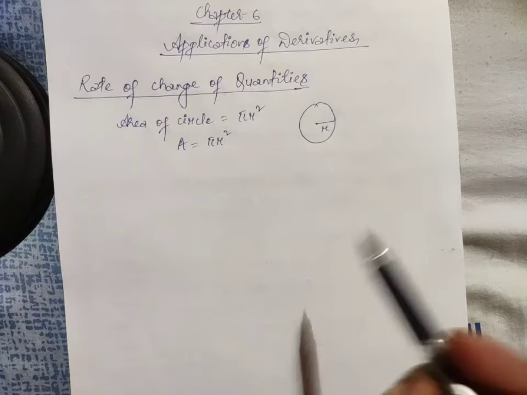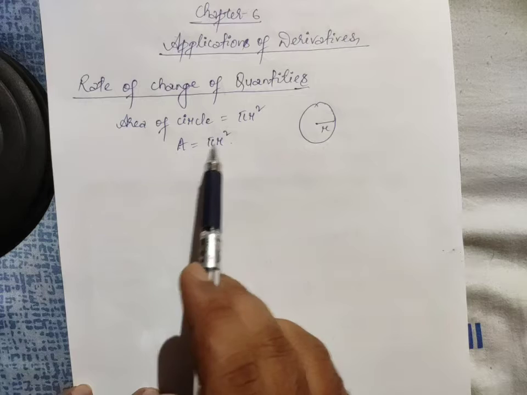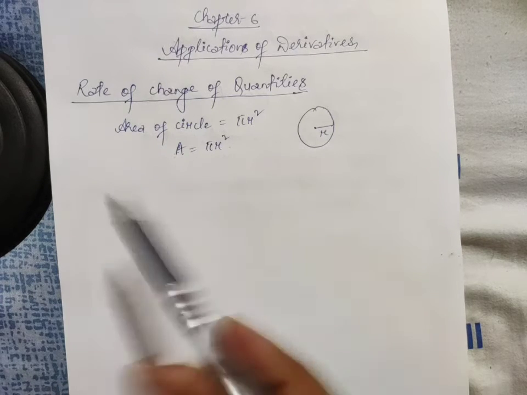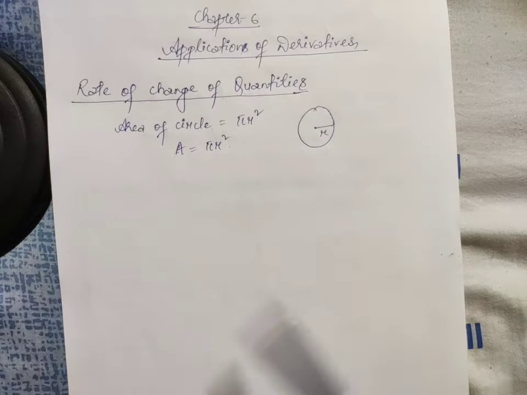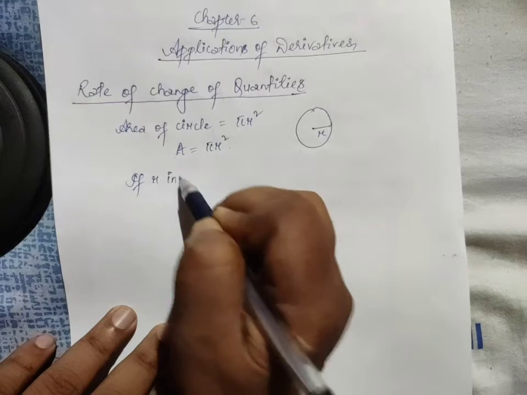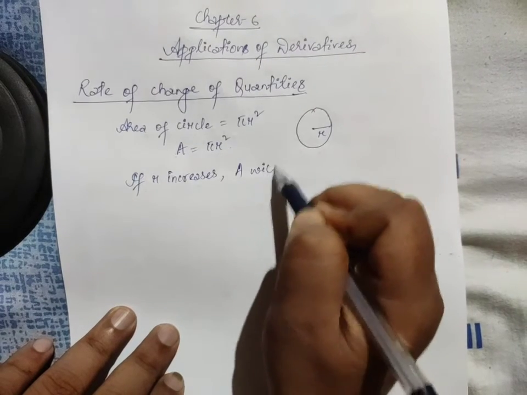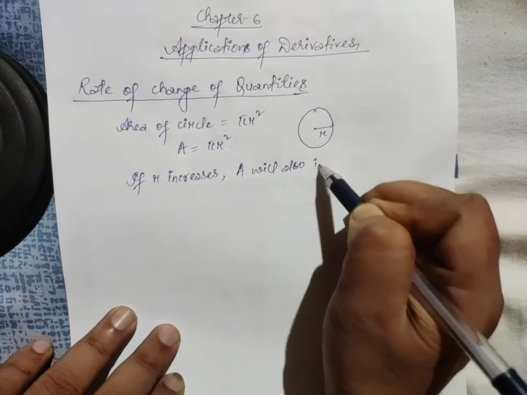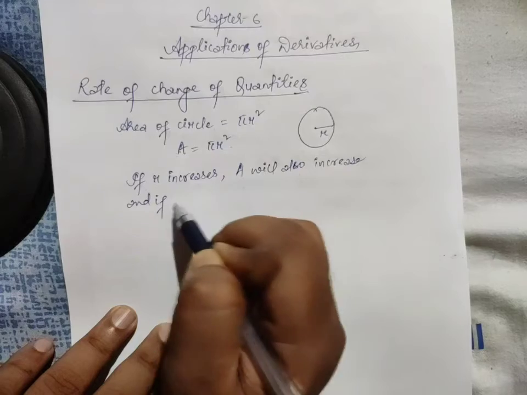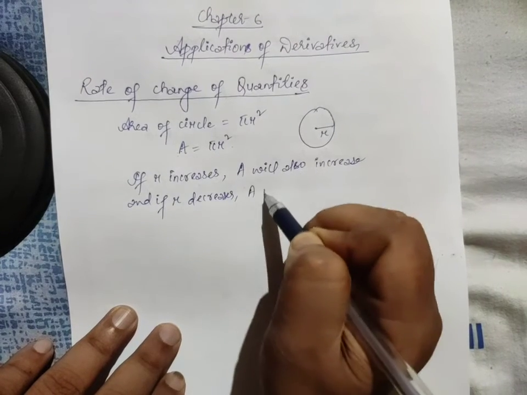So now when we'll say that this quantity is changing, so here as you can see that A is equal to pi r square. Here pi is constant, that means A is proportional to r square, that means area is proportional to r square. That means if radius increases, area will also increase, right? And if radius decreases, area will also decrease.